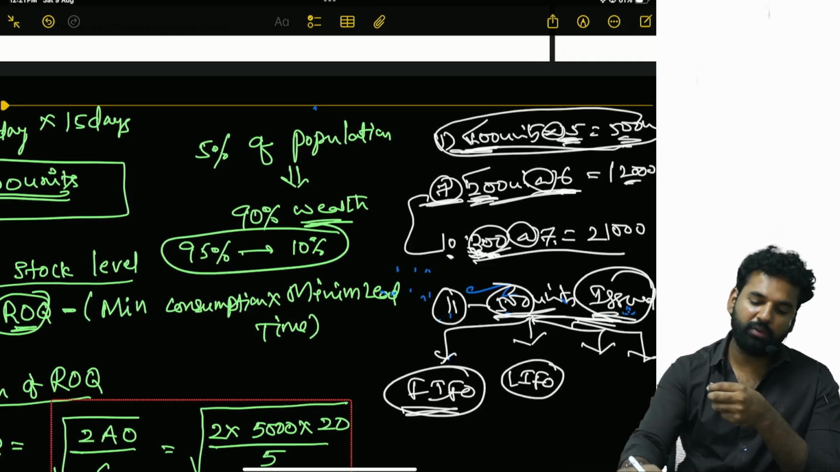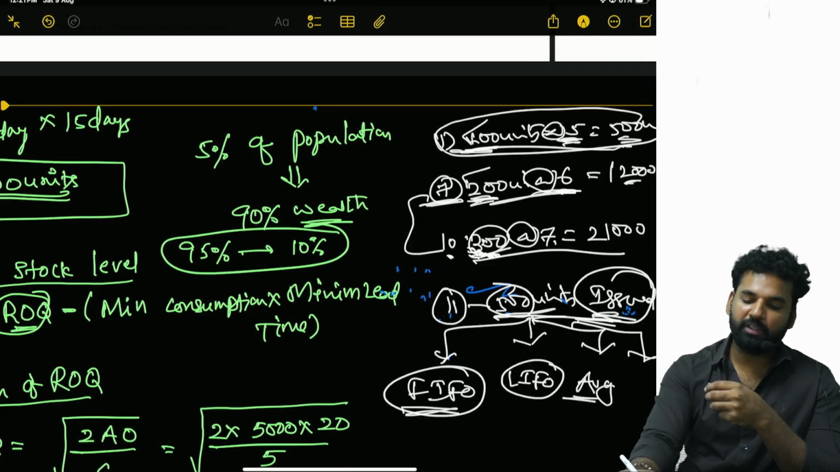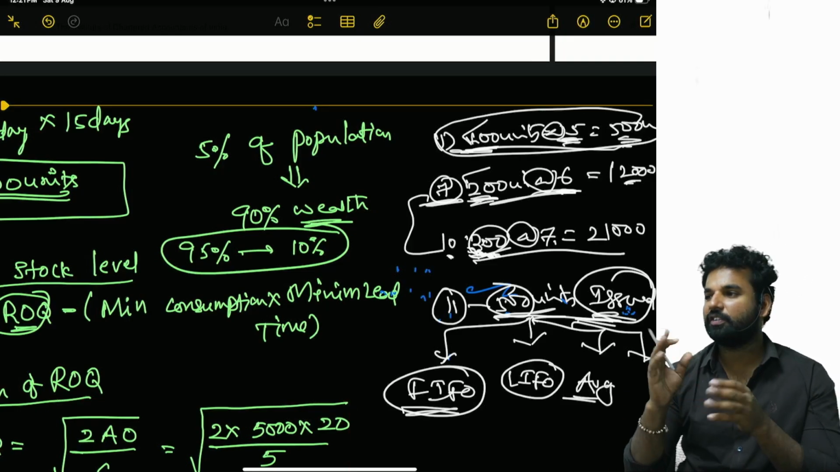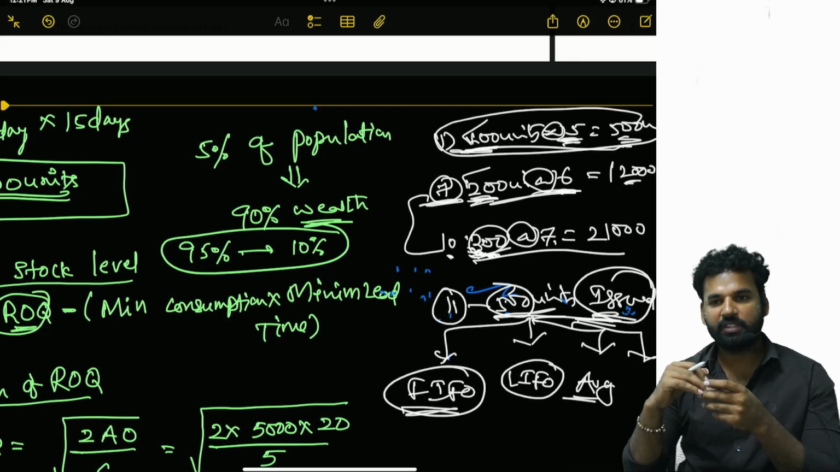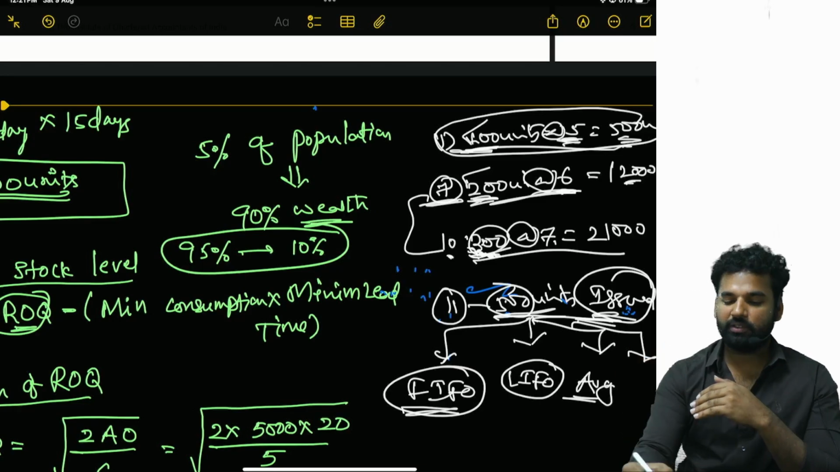At the same time, we have another method, the average pricing method, which is nothing but the average of the prices: 5 plus 6 plus 7 divided by 3. Then you will have a price. That price we have to use, irrespective of the number of units. That is what is the average price.